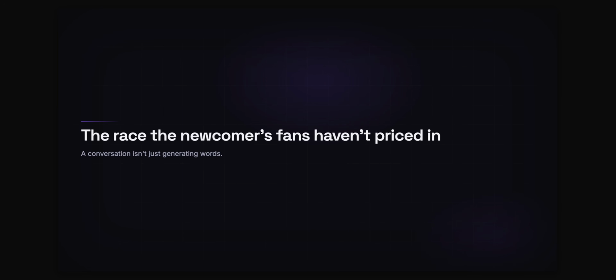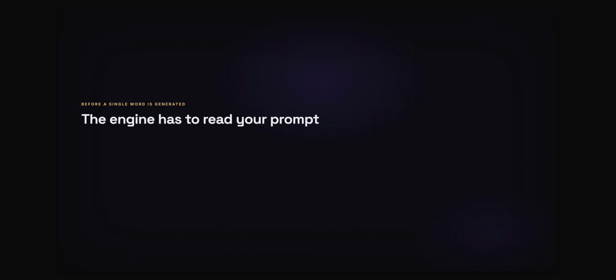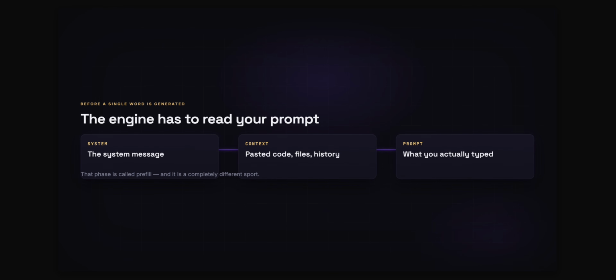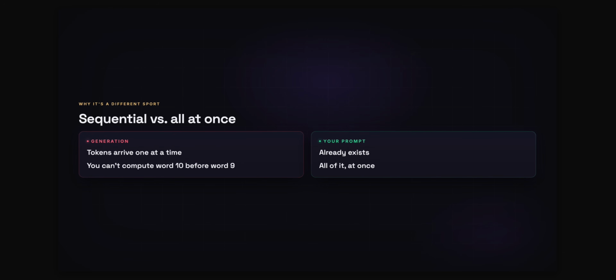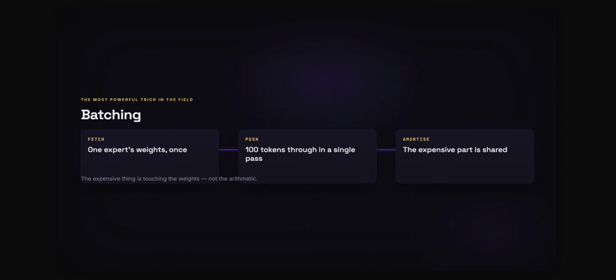Now the second race, the one the newcomer's fans haven't priced in, because a conversation isn't just generating words. First, the engine has to read your prompt. The system message, the pasted code, the context. That phase is called prefill, and it is a completely different sport. Here's why. When generating, tokens arrive one at a time, you can't compute word 10 before word 9 exists. Sequential by nature. But your prompt already exists, all of it at once, which unlocks the single most powerful trick in this entire field, batching.